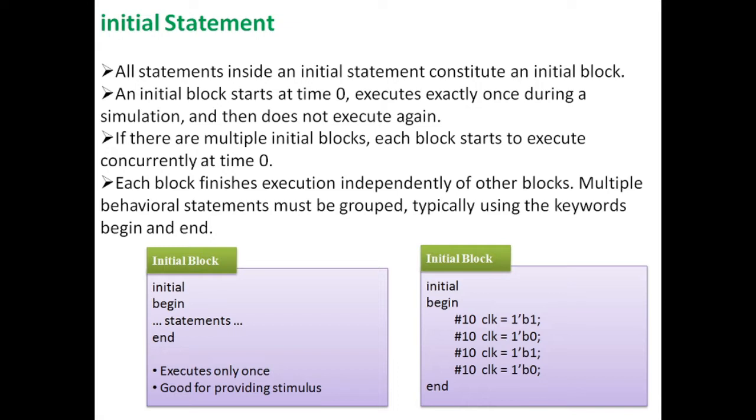Then you might have a doubt: sir, clock equal to 1-bit binary 1 should be executed at time equal to 0 time units. But here, what will happen? I have kept a delay before the clock, so the clock variable is now waiting for 10 time units. After that, this statement will be executed. Now the second statement, clock equal to 1-bit binary 0, gets executed after 20 seconds, that means 10 seconds plus one more 10, that is 20 seconds. In this manner the initial statement will follow.